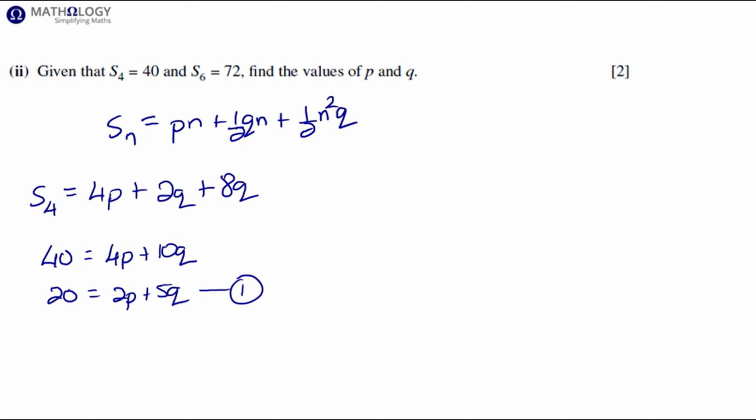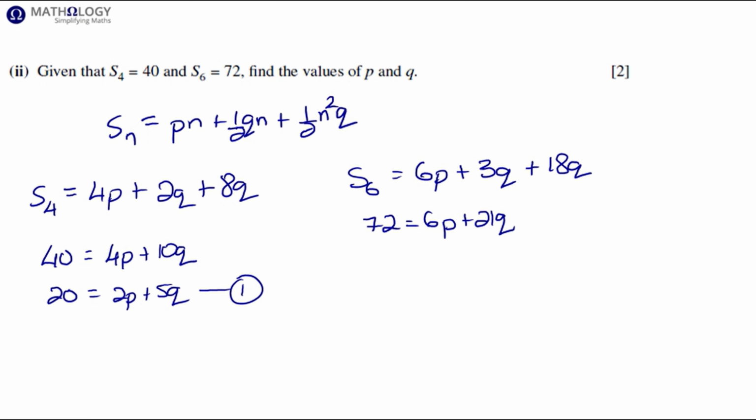There's the first equation. And then the sum to 6 terms will be 6P plus half times 6 times Q, so it's going to be 3Q plus a half times 6 squared. 36 divided by 2 is 18, so we'll have 18Q, and the sum to 6 terms is 72. So 72 equals 6P plus 21Q. And again, we can simplify this by dividing through by 3. So 24 equals 2P plus 7Q. That's equation 2.